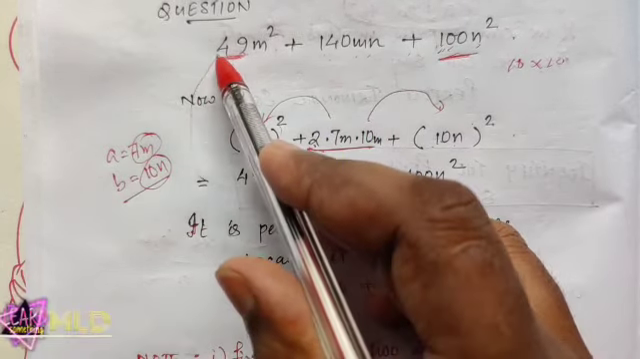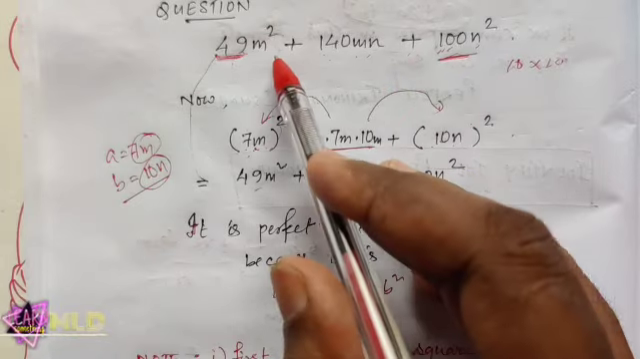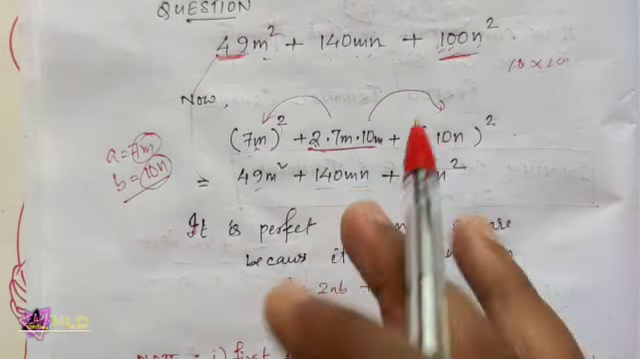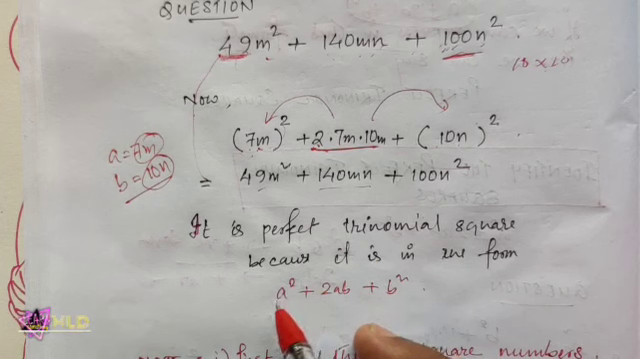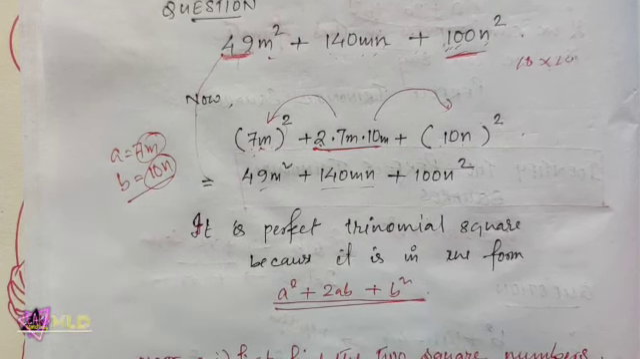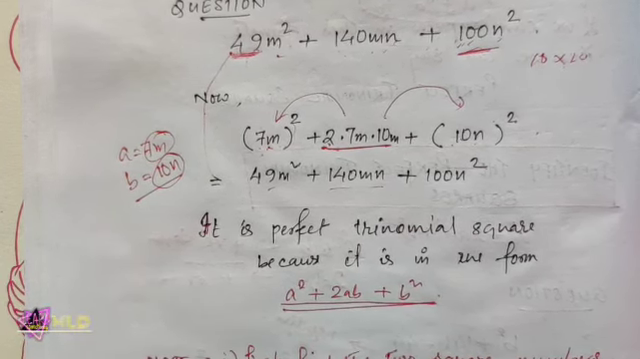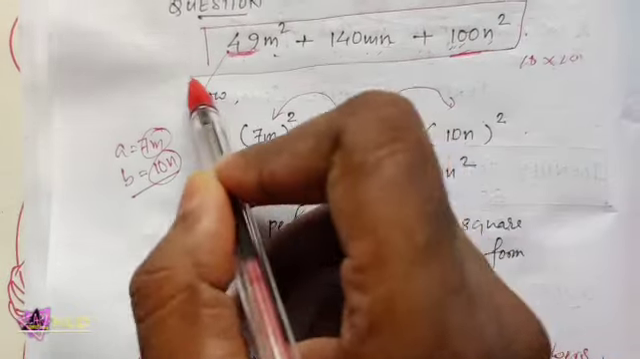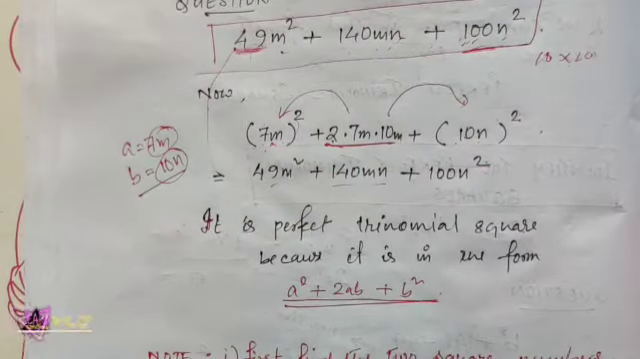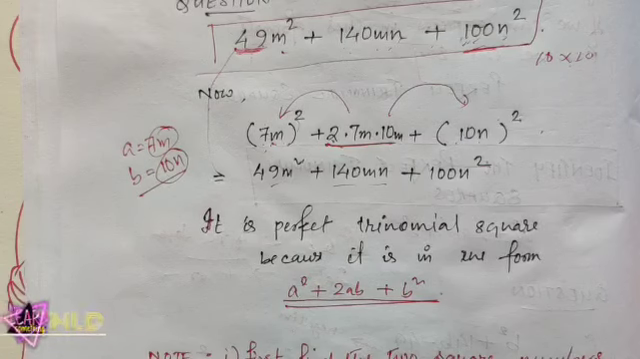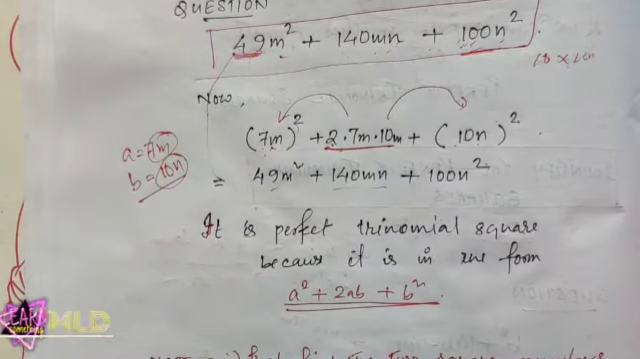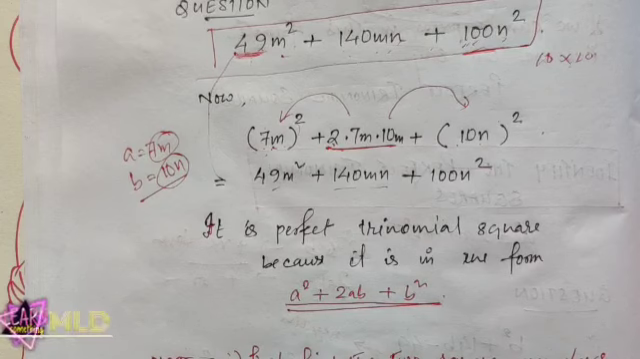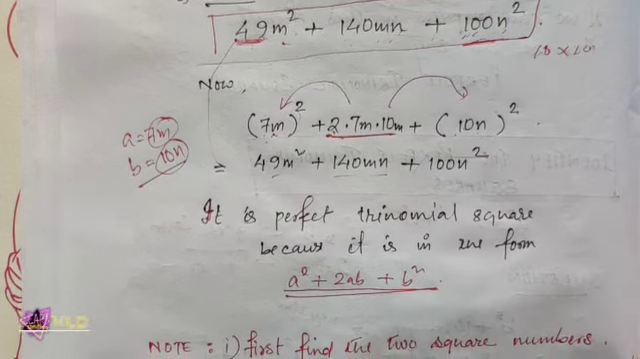Now if you exactly see the given expression, it is matching with respect to sign as well as each term. That means this is in the format a square plus twice ab plus b square. That means this expression is a perfect trinomial square. So in this video we will try to factorize this type of expression which is a perfect trinomial square, and those which are not perfect trinomial squares we will discuss in the next video.